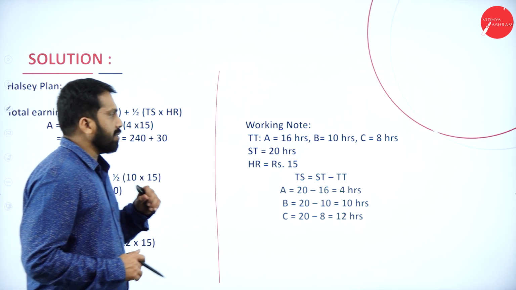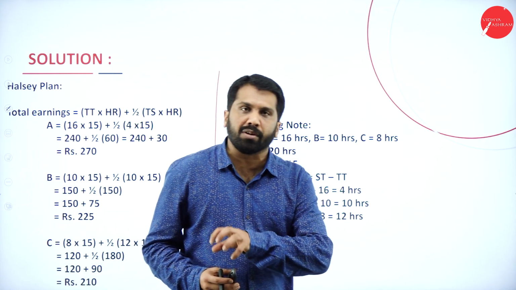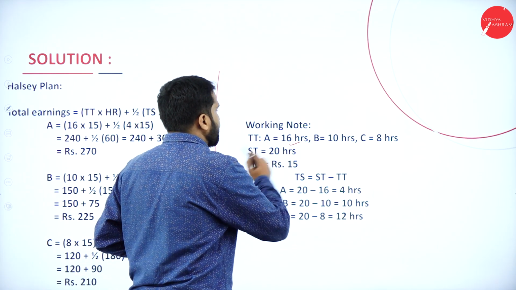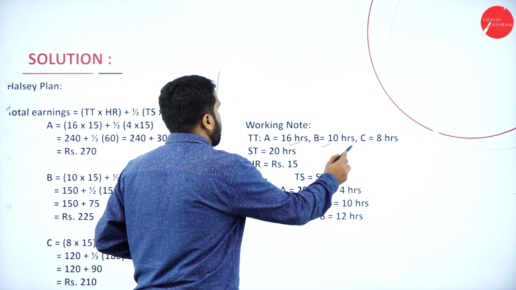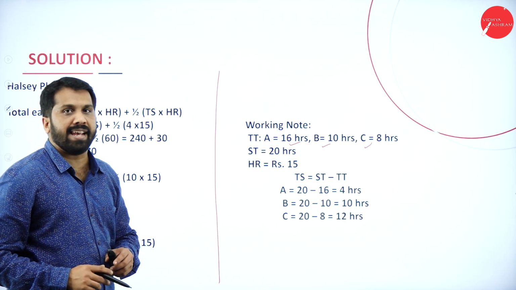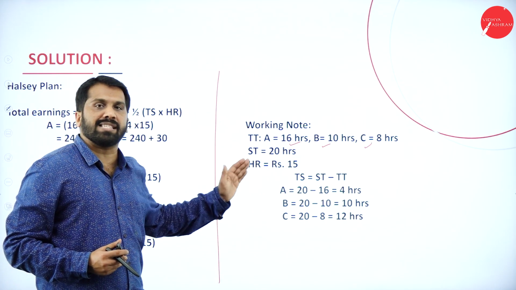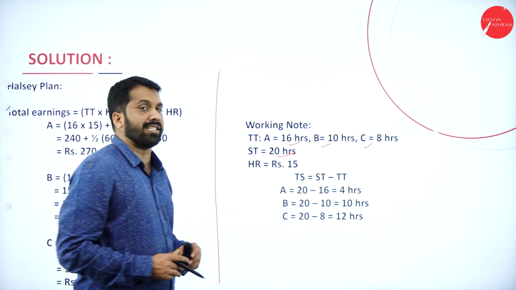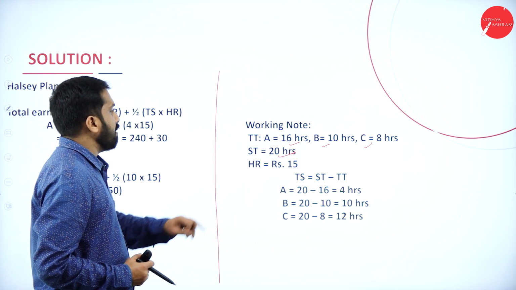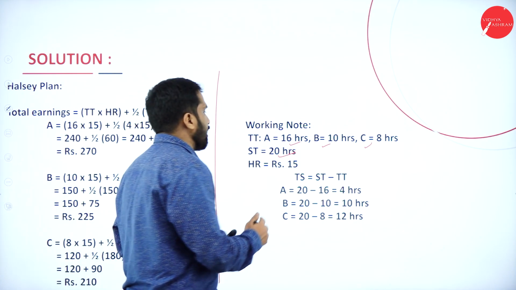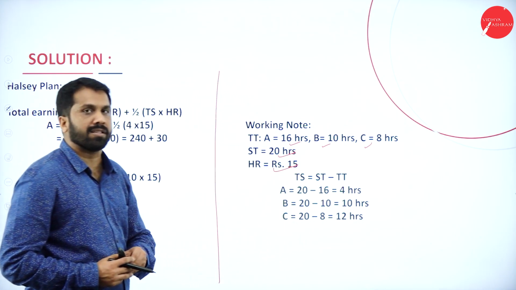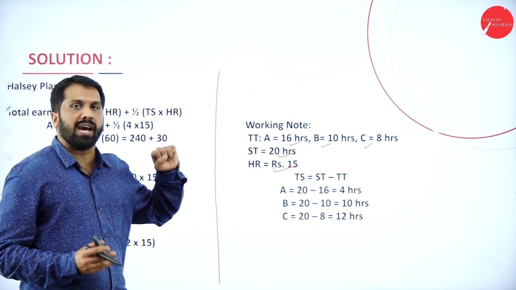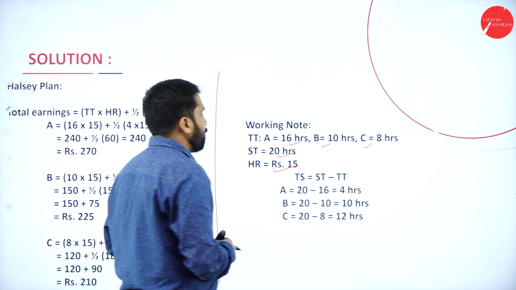Now, what is your working note? Whatever is there in the question, we have to extract first. Time taken is 16 hours for A, 10 hours for B and 8 hours for C. It is already given in the question, the same thing we have copied. Now, standard time is 20 hours. What is the hourly rate? We call it 15 rupees. So these are the information we have, along with that, time saved.